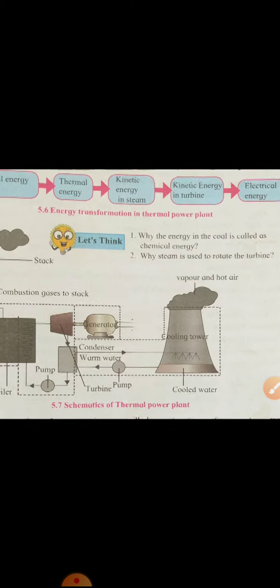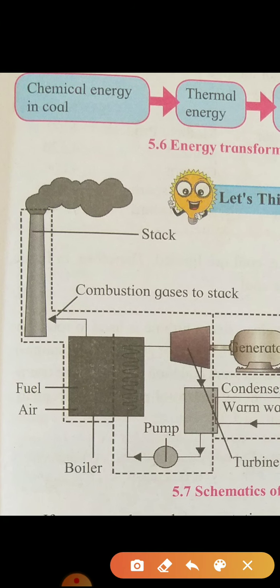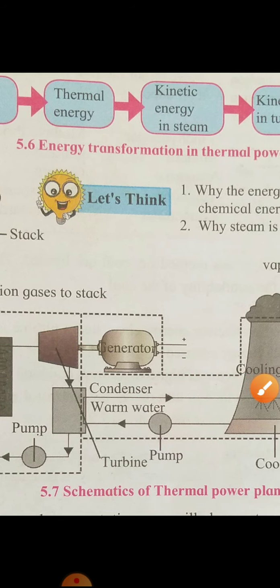Here you will see in this diagram, here fuel means coal is inserted and water is heated here in the boiler. This water produces the steam and steam is passed with a high pressure on the armature of the generator and generators produce the electricity.